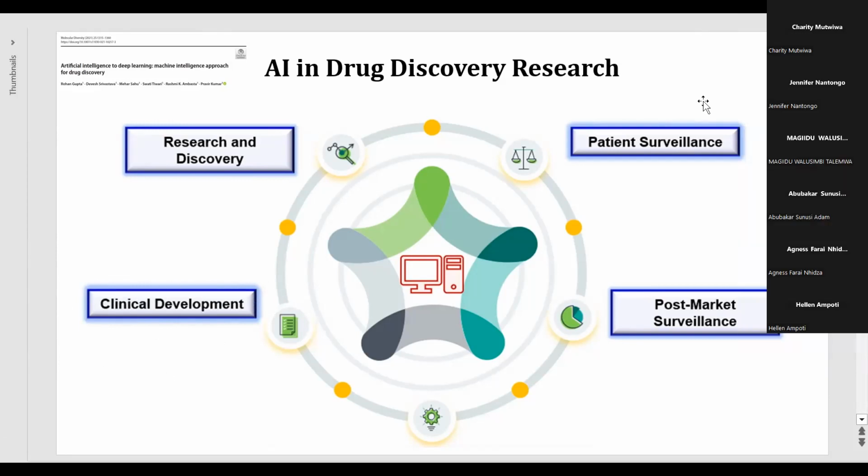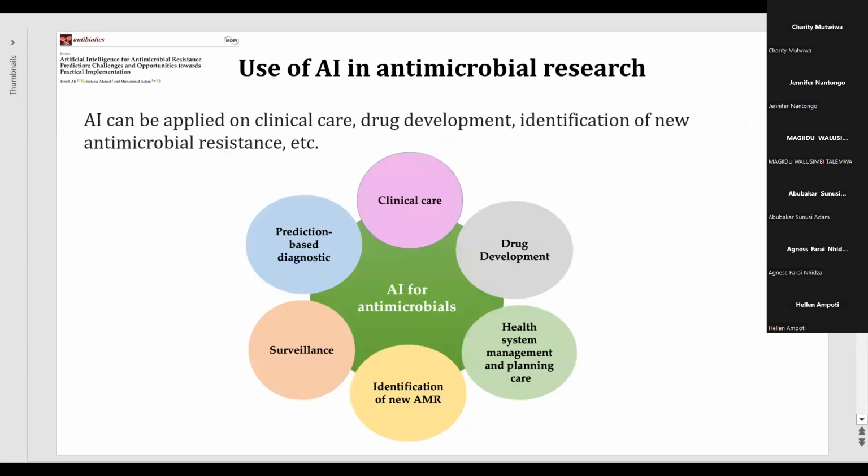Patient surveillance: after you give the drug, how is the patient responding to the drug? That is patient surveillance, and also post-market surveillance. After the drug is released in the market, how is the drug doing in the market? Is it getting sold, or is no one using it? That is post-market surveillance.